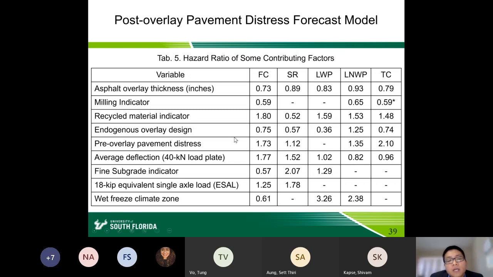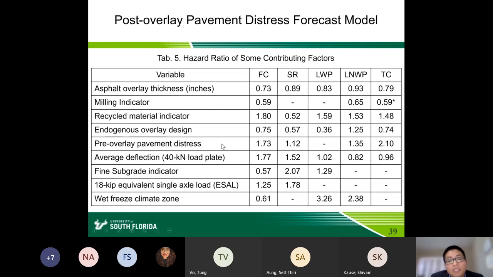The endogenous overlay design was addressed by considering the LTPP GPS data as endogenous design. SPS data is experimental design. So for the SPS pavement study, there are control sections. This is a control group.